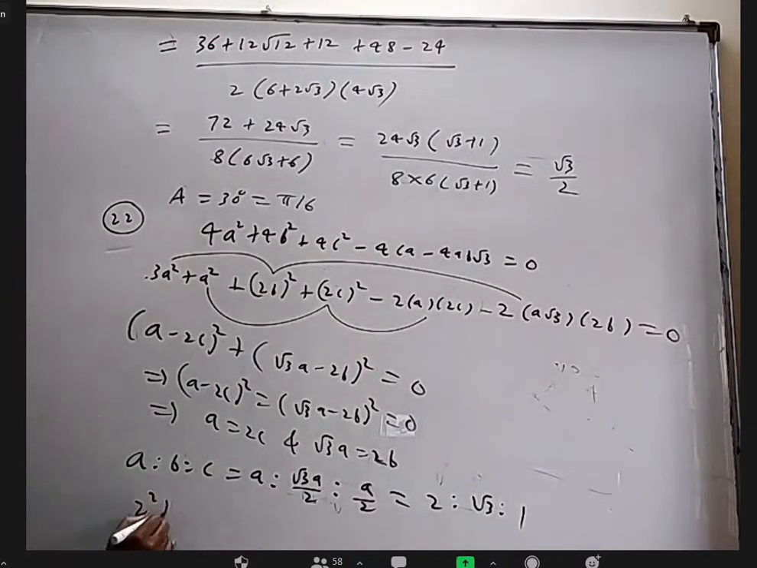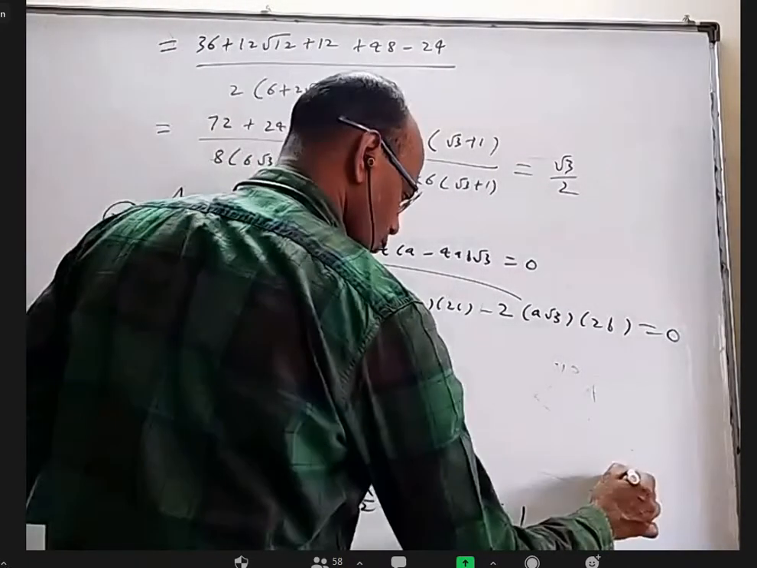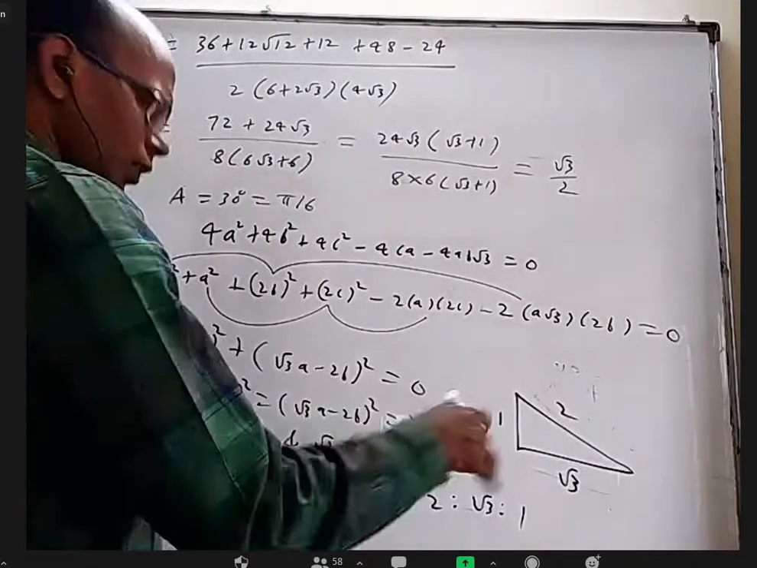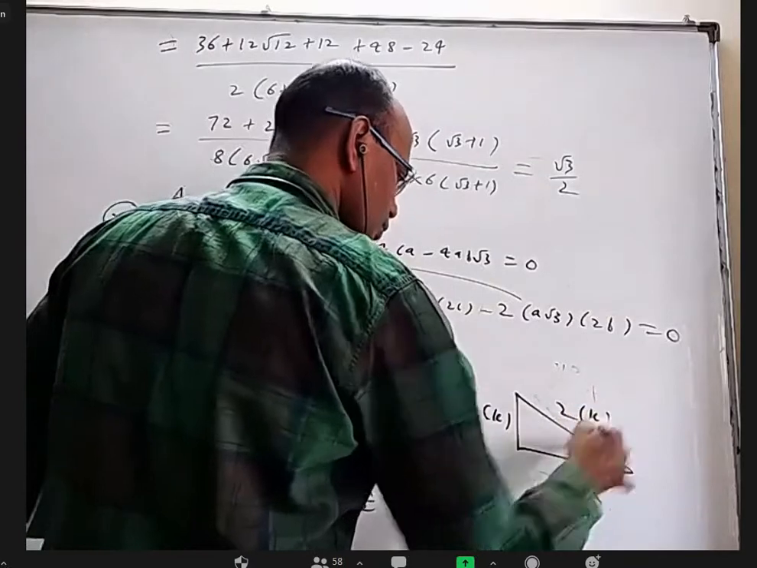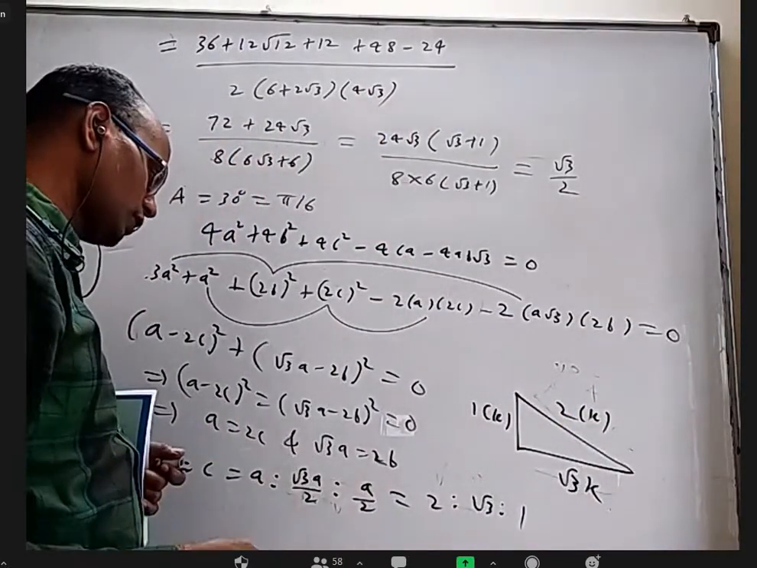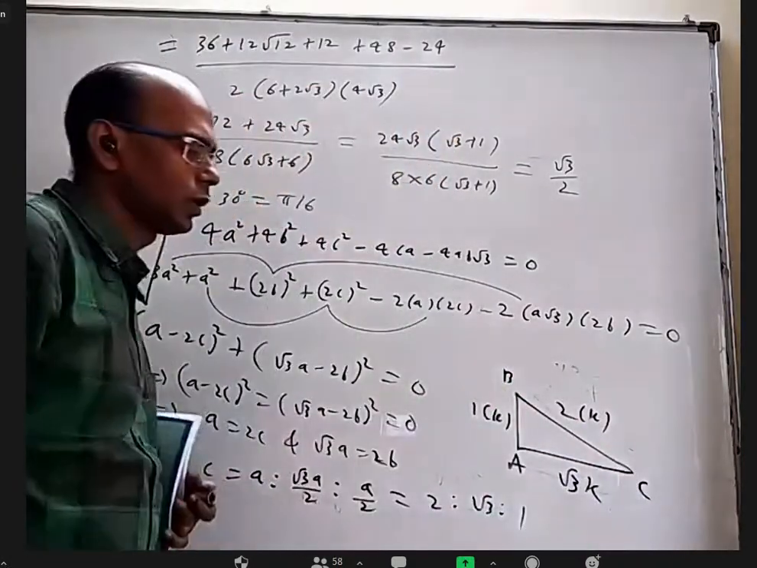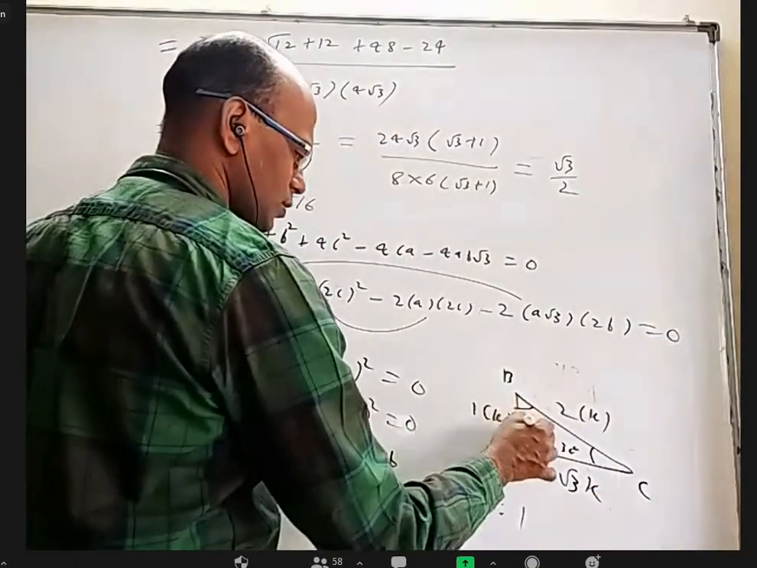You know, 2 square plus root 3 whole square plus 1 square equal to 2 square. So this is already a right angle triangle, so it is easier now. Root 3, 1 and 2. This is root 3, this is 1, this is 2. Or any multiple of that, I can take root 3k, 1 into k and 2 into k, after all it is a ratio. And A is opposite to 2, B is opposite to root 3, C is opposite to this. This angle is 30 degrees because of opposite side by adjacent side, and this is 60.